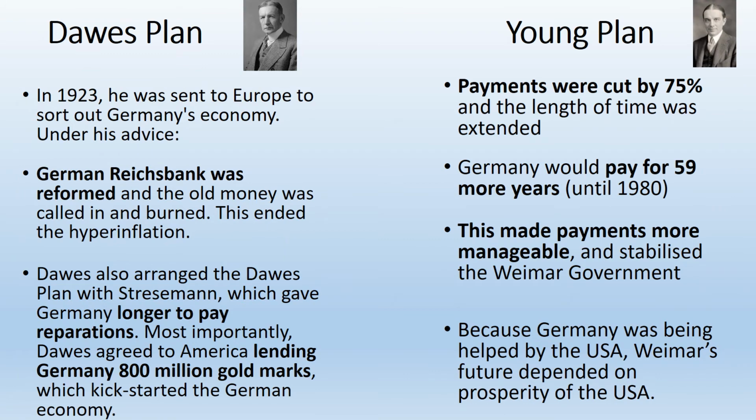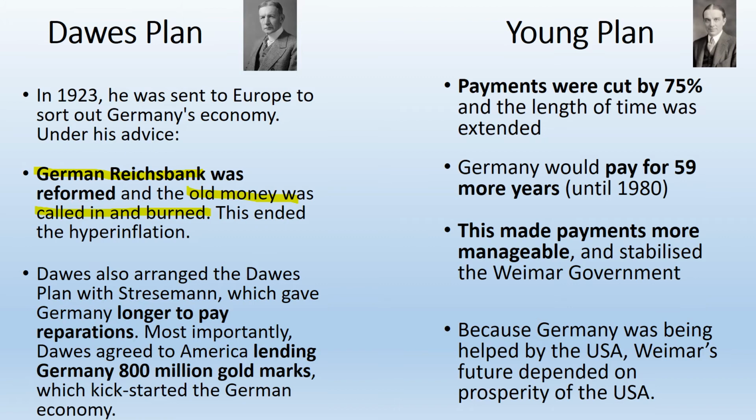So looking at the Dawes and the Young plans a bit more specifically, we'll need to know again a few more key points. So in 1923, Charles Dawes was sent over to Europe to sort out Germany's economy. Under his advice, he said the following things will need to be done. He said the German National Bank needs to be reformed. The old money needs to be called back and it needs to be burned. And this is something that Gustav Stresemann is going to do quite well and actually end hyperinflation.